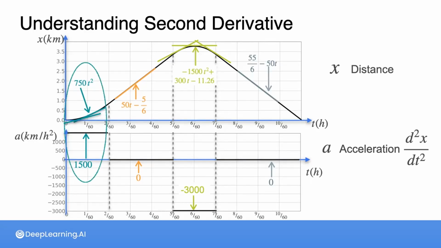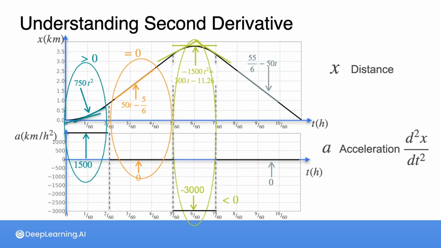And as you can see, for the first 2 minutes, when the distance increases at an increasing rate, you have a positive acceleration. Between 2 and 5 minutes, when you travel at a constant pace, the acceleration is 0. After 6 minutes, you keep going forward, but slower and slower, and after 7 minutes, you're going back. So for these transitions, you experience a negative acceleration.